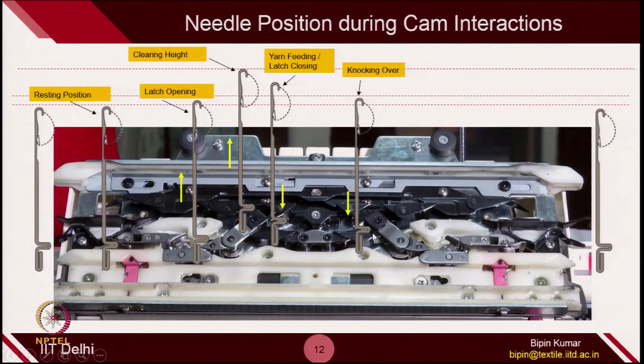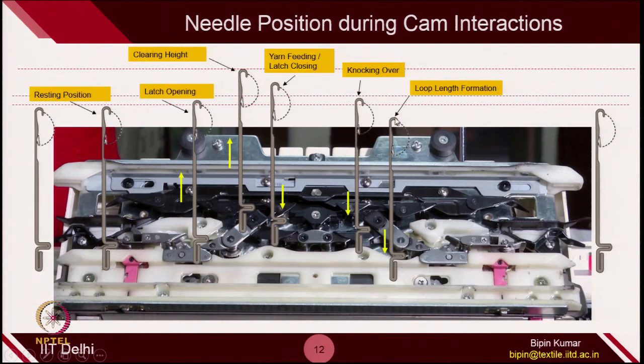And after that you can see there is still certain downward movement. This is where the hook is still pulling the new yarn, and this is the point where it actually makes the loop length, because it is still pulling the yarn during the downward motion. Once the new yarn is pulled and sufficient length of loop is formed, the job is done.